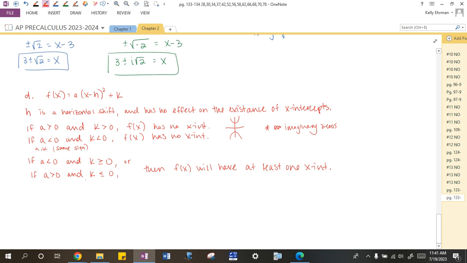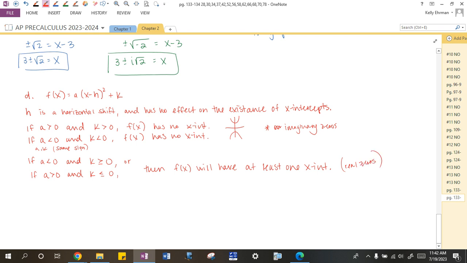And then if a and k are different signs, or k could be 0, right? If a and k are different signs, then f of x will have at least one x-intercept. So if k is 0, then the vertex is the only x-intercept. If k is a vertical shift up or down, opposite of which way the graph opens, then you're going to have two x-intercepts. And that means that you're going to have real zeros.